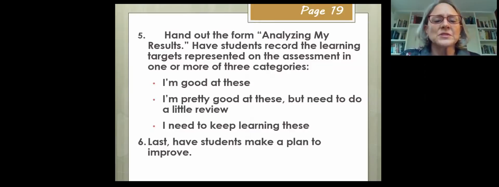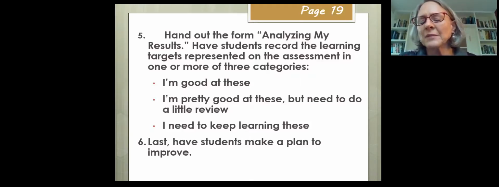The students look at their results, for instance, on page 18, and they decide which learning targets am I good at? Those are the ones I got right. What am I pretty good at, but it's a fixable mistake? What mistake did I make? And how can I keep that from happening again?